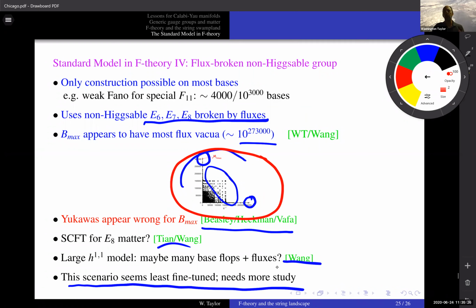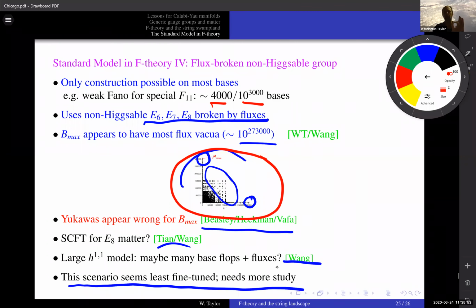The construction that was used in the quadrillion standard models paper, which is a beautiful construction based on the work that Paul and others did looking at this F11 fiber, only works in the weak Fano bases, which are a subset of perhaps 4,000 of the 10 to the 3,000 distinct base geometries in this picture. I haven't obviously plotted all 10 to the 3,000 points. I've just taken a subset that people have actually constructed. But that's a very quantitative measure.